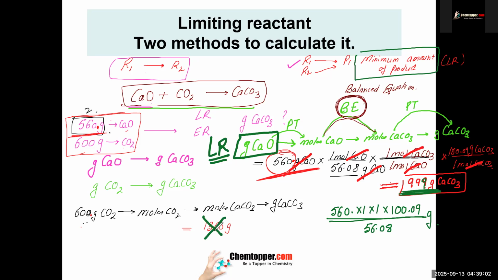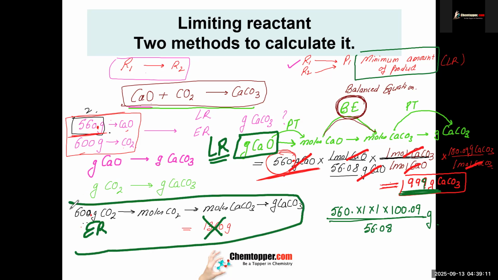nothing to do with your calculation. This calculation is with the excess, this is the excess reactant. This calculation is a waste now, right? Don't look into it. Don't pick up any number from here because this is going to be wrong. All calculation will be done by the limiting reactant. Vihan, do you have the answer?